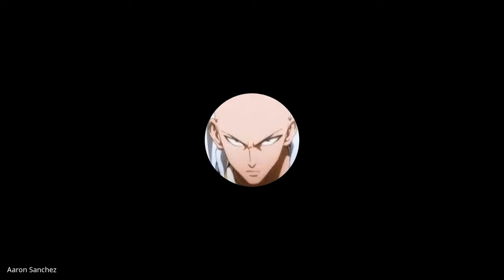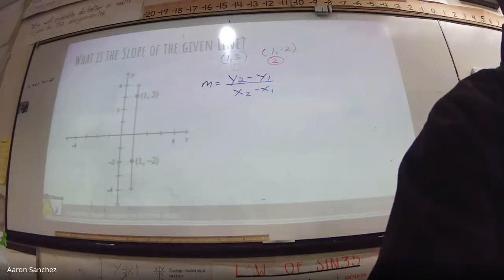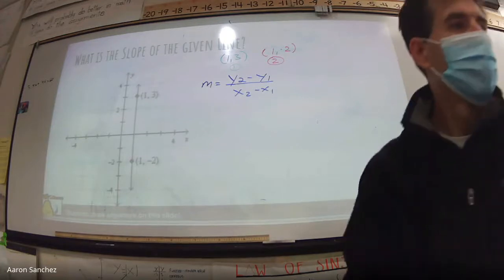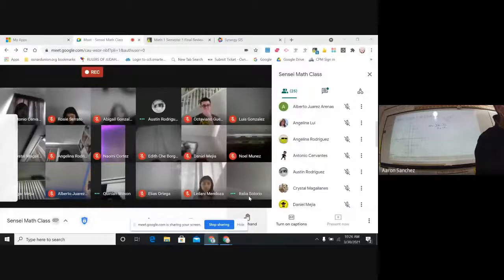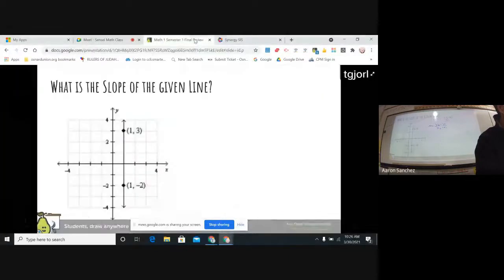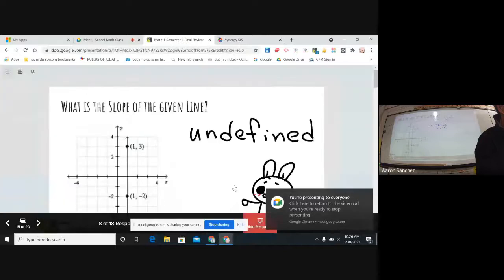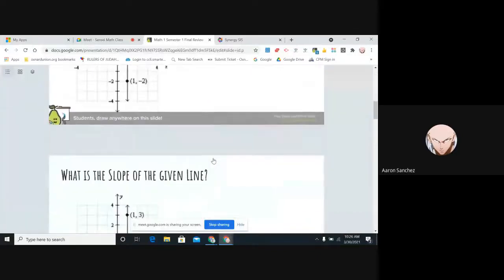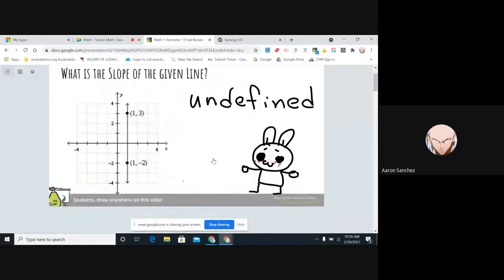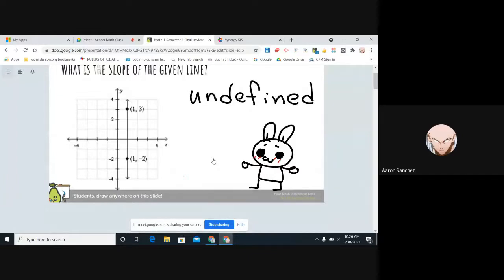Okay, so let's see. What did we get? What's the slope of this? Let's check it out together. What did you get, Olivia? Let me check out what you got. Let's check out your work, guys. Oh, look at that, a bunny rabbit. Okay, this is actually the answer right there, the bunny rabbit, but what the heck does that mean?